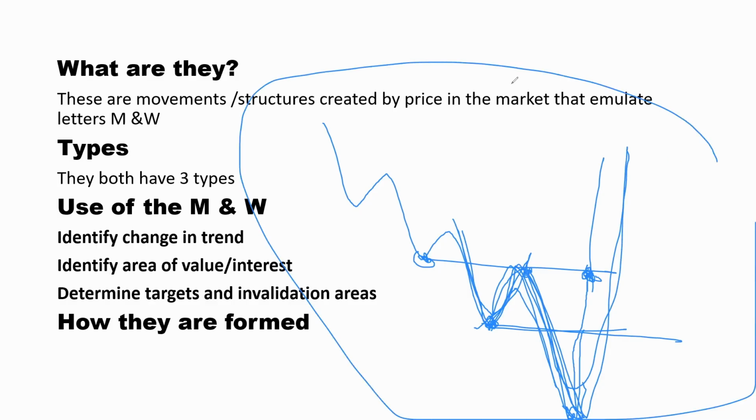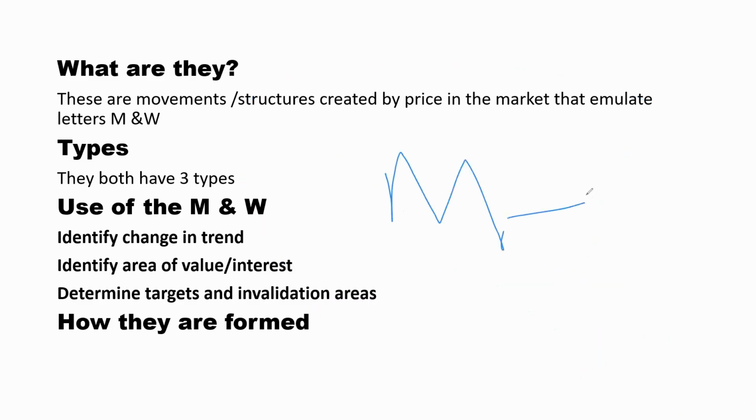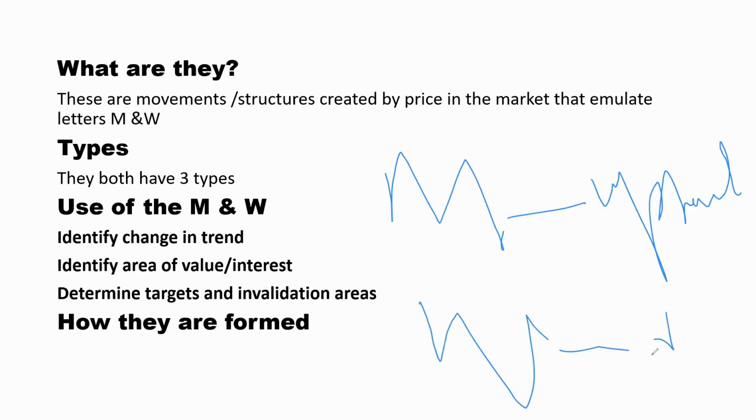And just a recap, M formed in an uptrend, and then W formed in a downtrend.